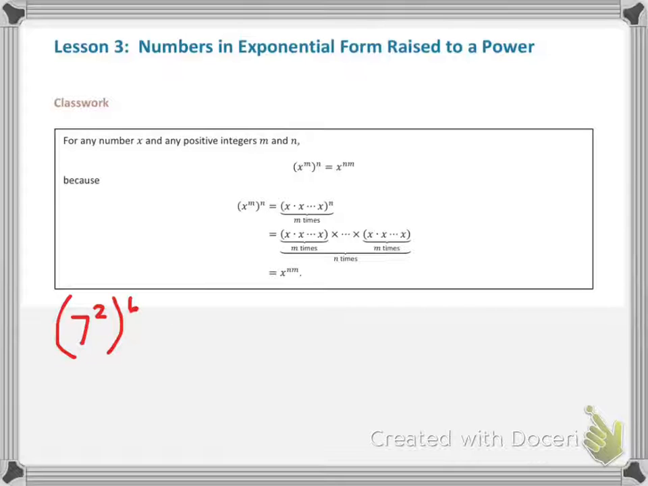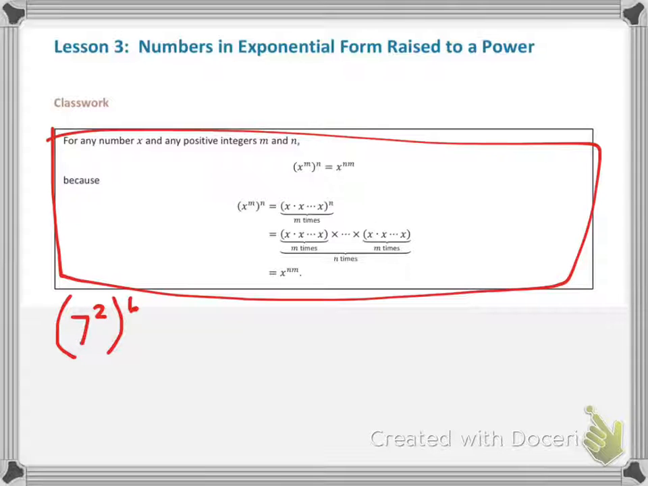In this general case, we can see that we have a number x that is raised to another power, so an exponent of m, and that entire expression x to the m is then raised to another exponent. So what happens is this. Let's use an example to make this clear. What we're doing in the example that I've written below is 7 squared is then raised to the 6th power.